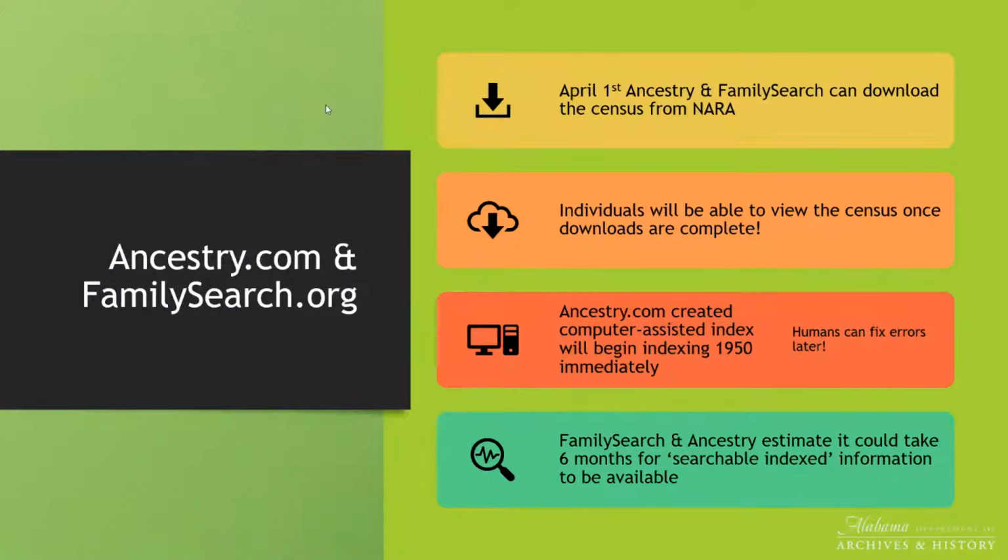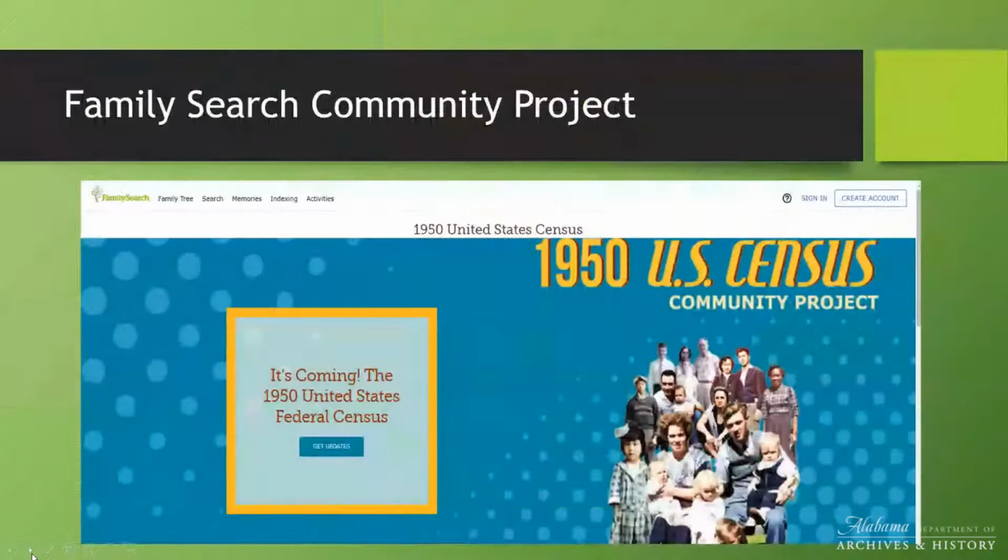Family Search and Ancestry estimate that this will probably take 6 months for there to be a searchable index. So it's important to remember that how we can get on Ancestry or Family Search right now and search for a person's name by putting in John Smith, Montgomery County, Alabama, that's not going to be available early on for 1950. It's going to be a much more hands-on approach on how you search. That easy searchable keyword indexing will not be done until a little bit later. Hopefully it'll be 6 months and not longer than that.